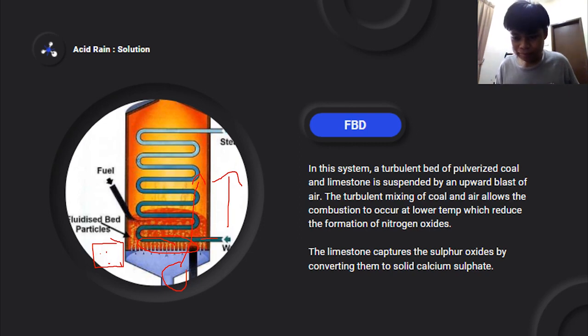This process burns coal more efficiently by about 5%, and it removes 90% of sulfur oxides and 15 to 35% of nitrogen oxides. So the only problem for this system is how we are going to get rid of the solid calcium sulfate, the same as before, the same as the third solution, which is the scrubber.